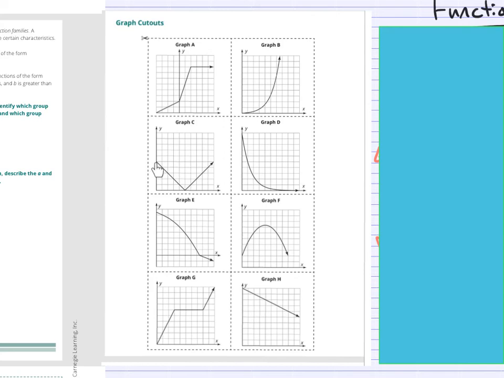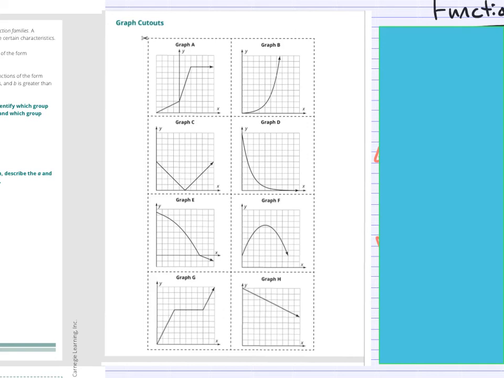Graph C, again, we start on the left. It starts off decreasing and then increasing. Graph D is decreasing only. When we start at the left and we go to the right, it is decreasing only. Graph B was increasing only. It never changed. It was only increasing the whole time. Graph D is only decreasing the whole time. Graph E is decreasing and then decreasing again. So we have a curved line and then we have a straight line, but either time it's decreasing.